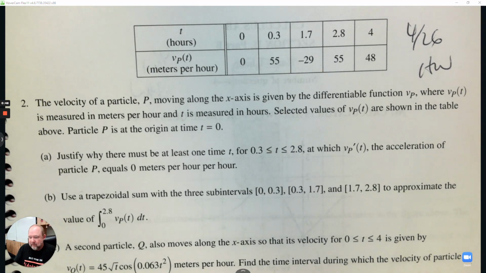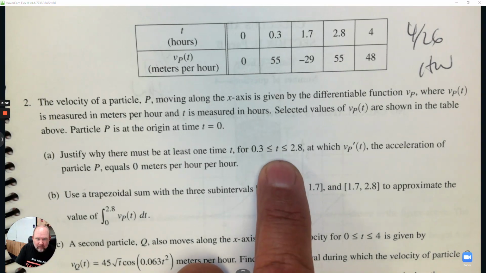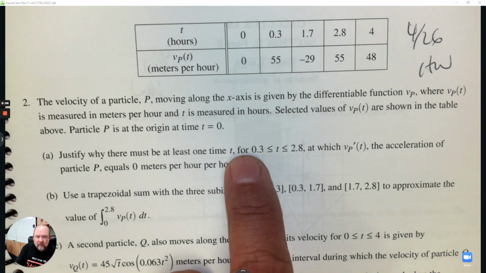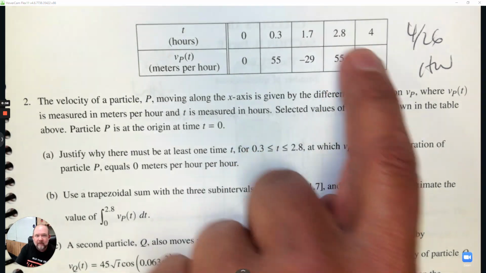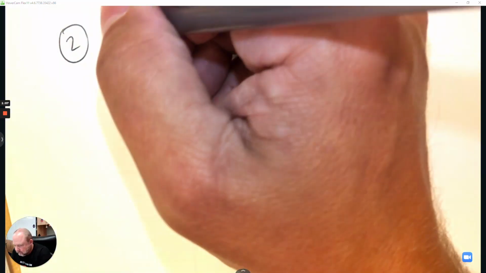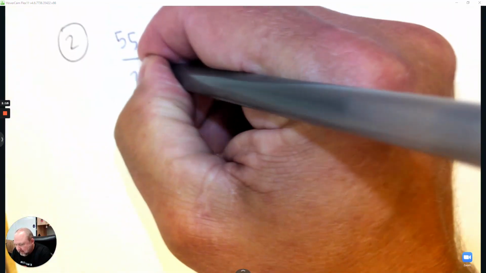And so for this question, they're looking at the mean value theorem, that f prime equals the average rate of change from there to there. So how could you take the derivative using two values like that? We're going to go y2 minus y1. So there's question number 2. So this is 55 subtract negative 29, over 2.8 subtract 1.7.